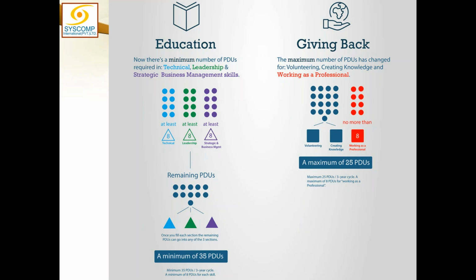So how many minimum PDUs do you need to have from education? 35. What could be the maximum? 60. What is the minimum you must gain in each of the vertices? 8 each in either case. Even if you have 35 or 60 PDUs from education, howsoever the number of PDUs are, minimum 35 should be there, 8 from each area. And there is no upper limit. All 60 could be from the education.